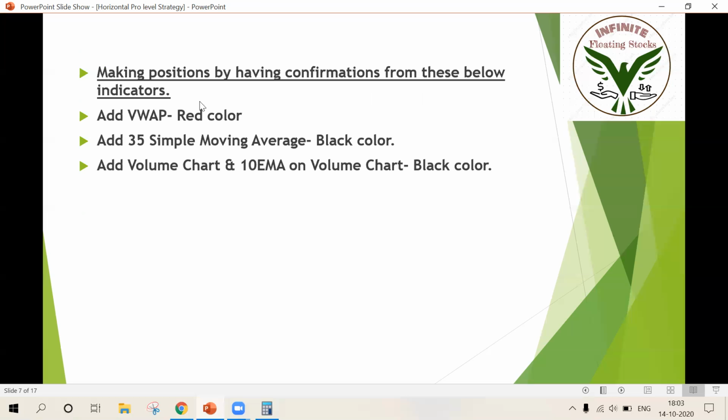And yes, make positions, sorry, my bad, spelling mistake. Make positions by having confirmations from the below indicators. So you need to add studies. You need to add VWAP from studies, that should be red color, and you need to add 35 moving average, black color. And add volume chart and 10 moving average on volume chart, that should be black color.